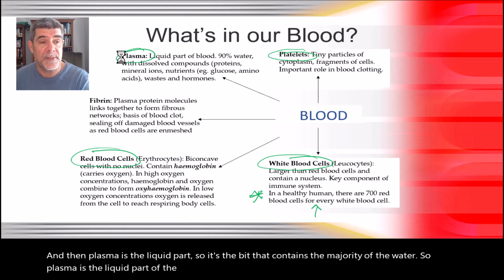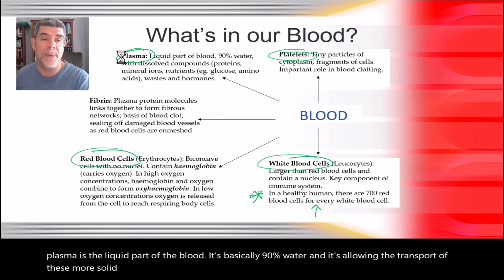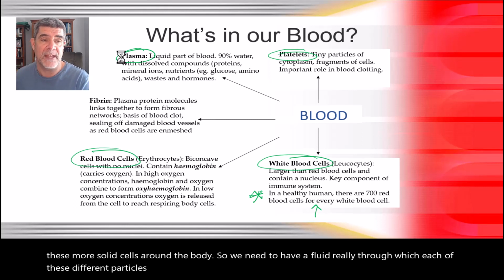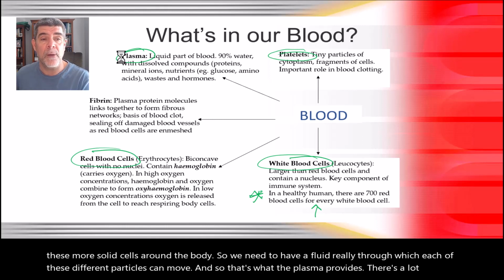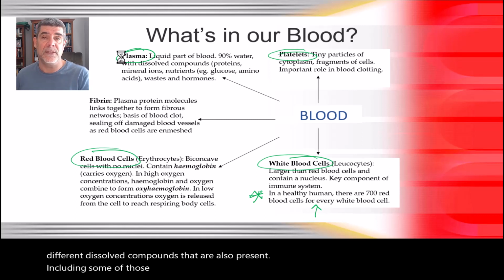It's basically 90% water, and it's allowing the transport of these more solid cells around the body. So we need to have a fluid really through which each of these different particles can move, and so that's what the plasma provides. There's a lot of different dissolved compounds that are also present, including some of those important gases that we've been talking about, carbon dioxide and oxygen.